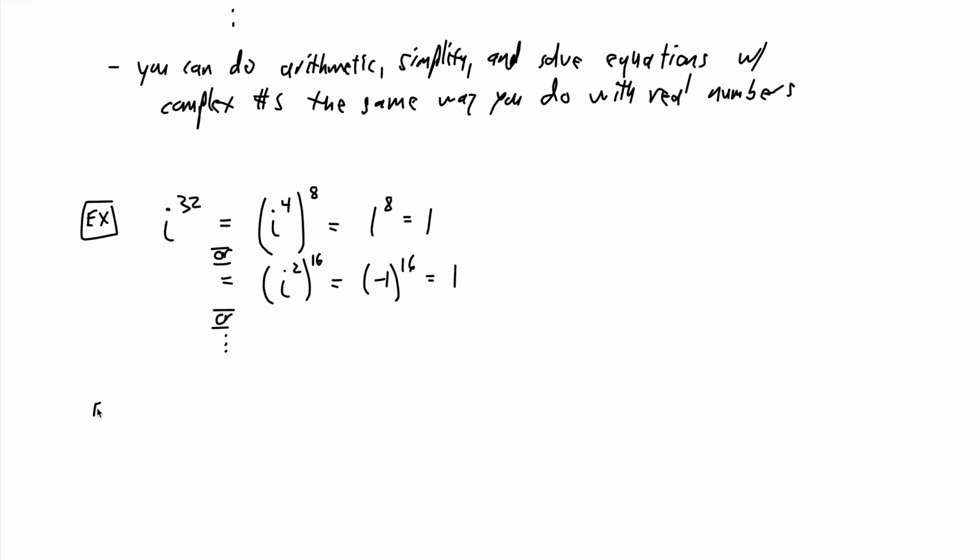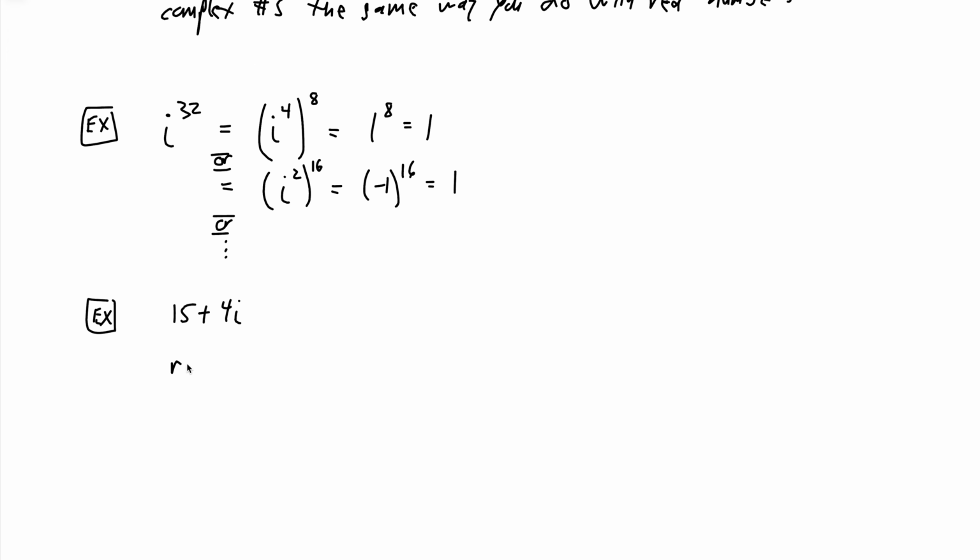Okay. Another question we might see is given something like 15 plus 4i, identify what the real part of this is and what the imaginary part is. All right, that's not a mystery either. The real part is, like we talked about, the part without the I. So 15 would be the real part. The imaginary part is the constant or the coefficient in front of the I. Don't put the I as part of the imaginary part. It's not part of that.